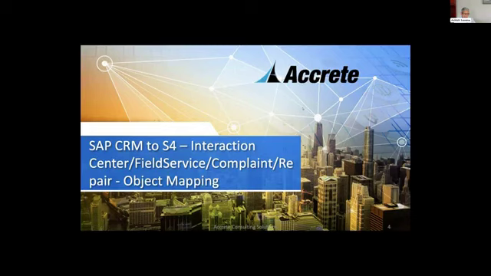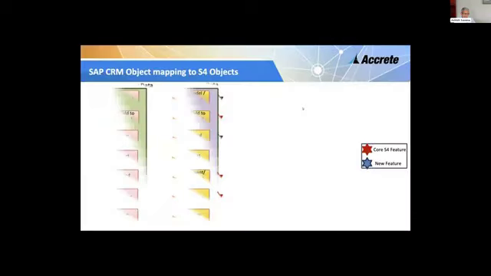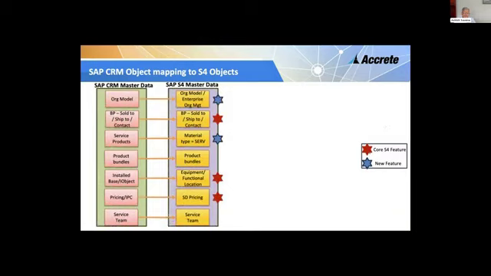details later on. So starting with the object. If you see on the right-hand side, I have the core S4 features and some new features which have been introduced by SAP. So in the case of SAP CRM org model, you will see that the org model in S4 is still there, the way it had in CRM. But there's a new one which has been added called Enterprise Organization Model.